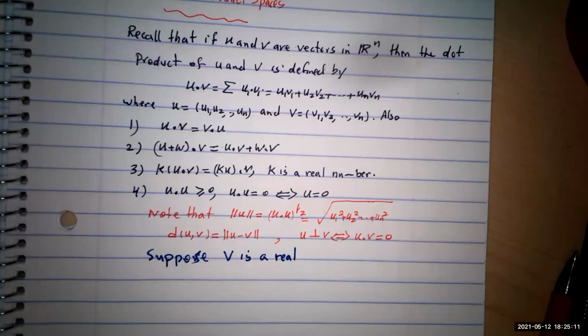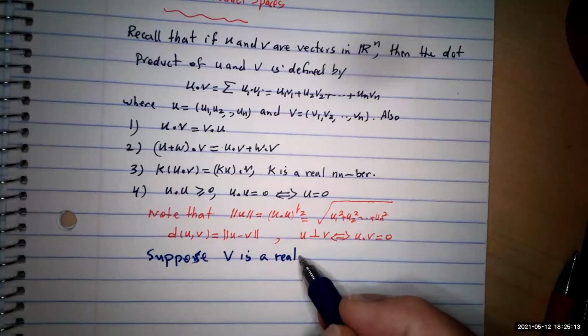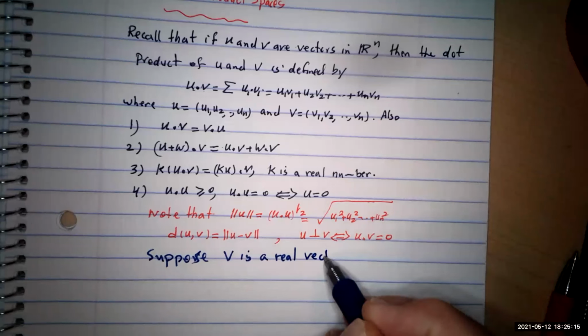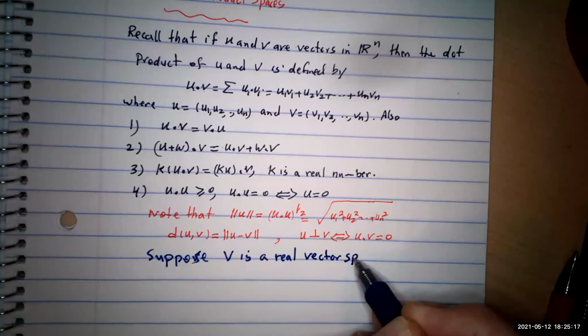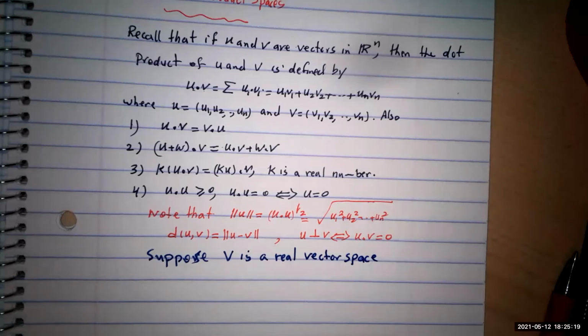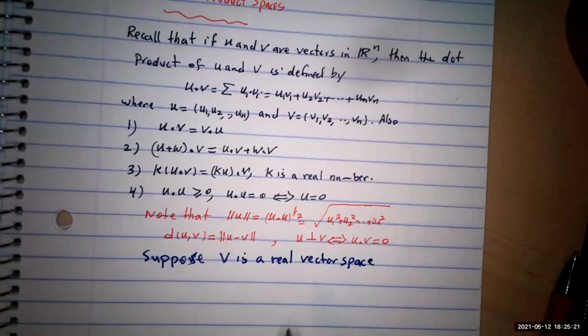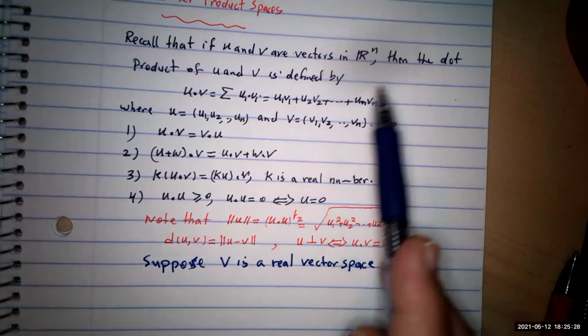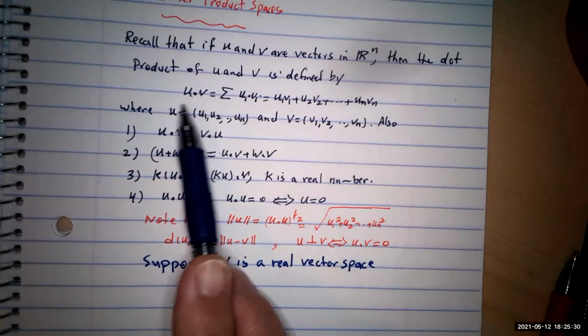So suppose V is a real vector space, anything you like. Okay, it's going to be a real vector space. So I change the Rn into the V. Okay, so what I would like to do is define something like the inner product. So what is the inner product?